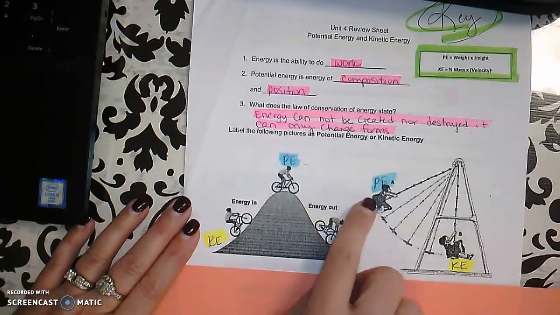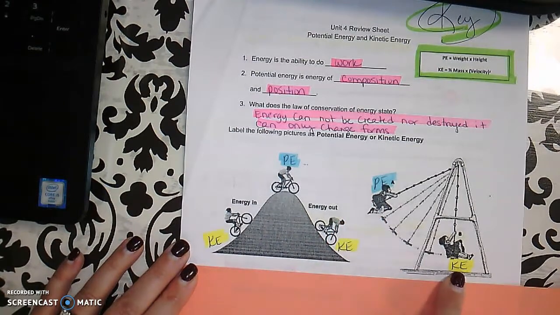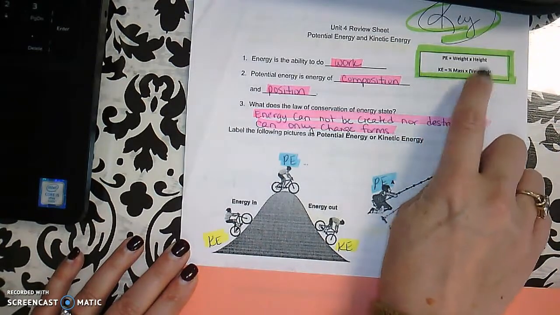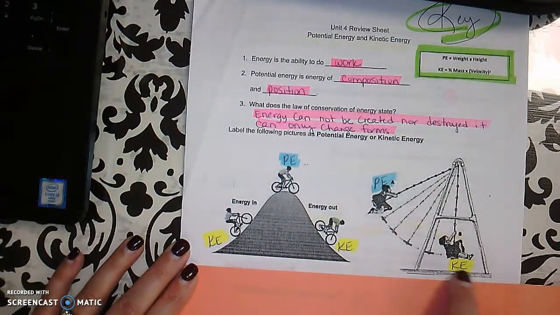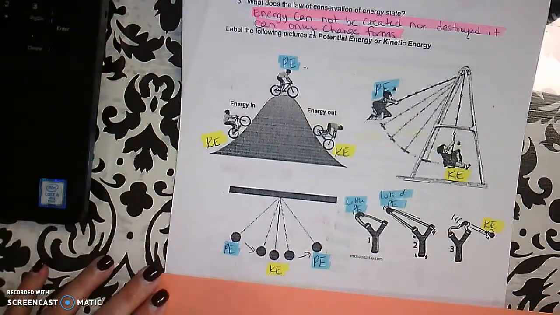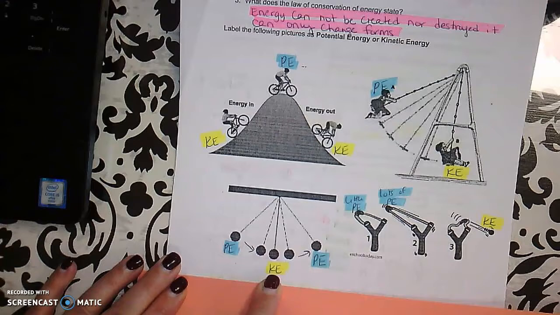In this swing, where we're highest off the ground, we have the most potential. Where we're closest to the ground and have the fastest speed or velocity, that's where we have the most kinetic. Looking back at this formula, kinetic energy equals 1/2 mass times velocity squared. Whenever the velocity is the greatest, like right here, that's where kinetic energy is going to be the most. And then for this section, highest off the ground, potential energy, going the fastest, kinetic energy, highest off the ground, potential energy.